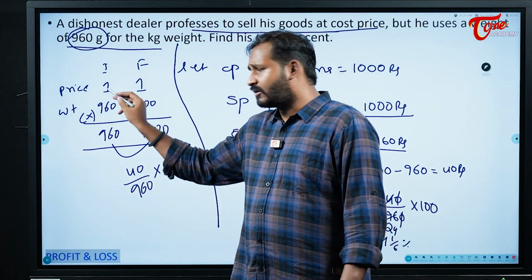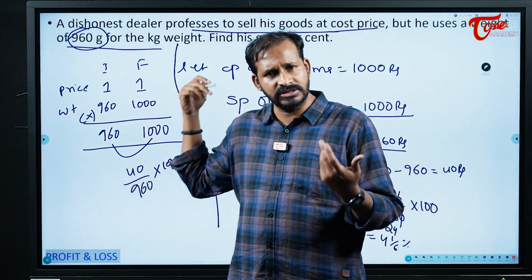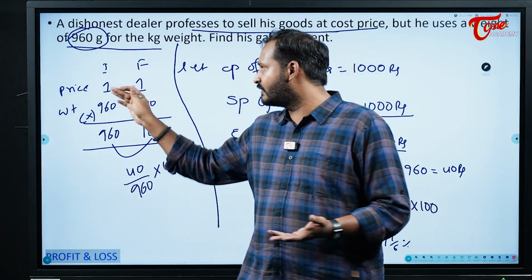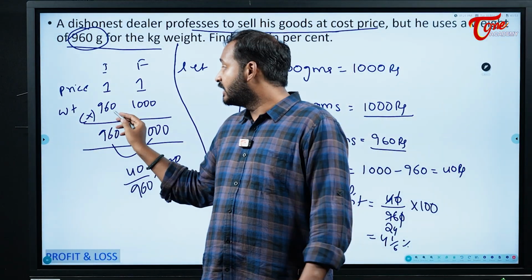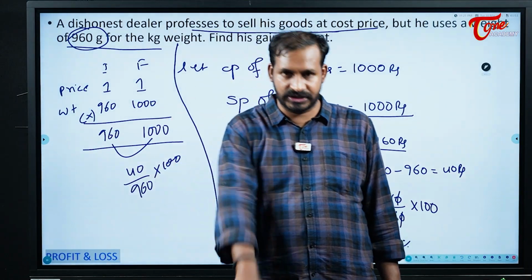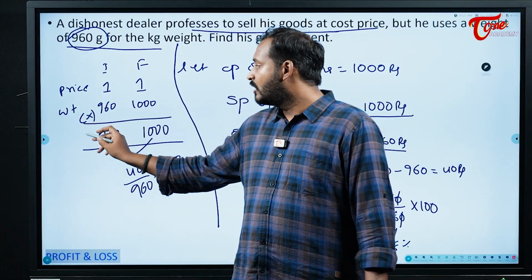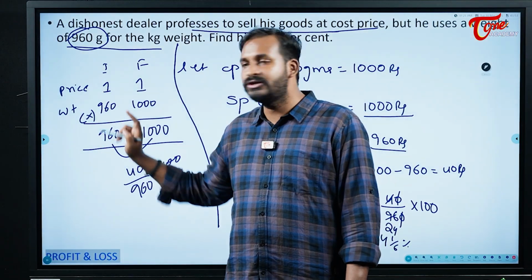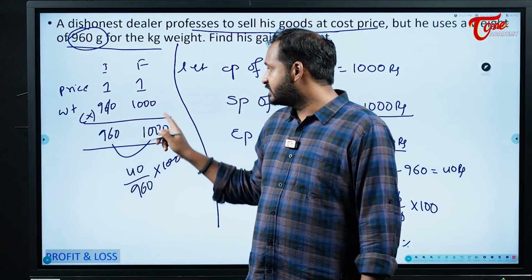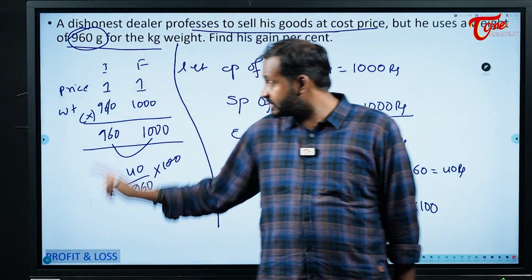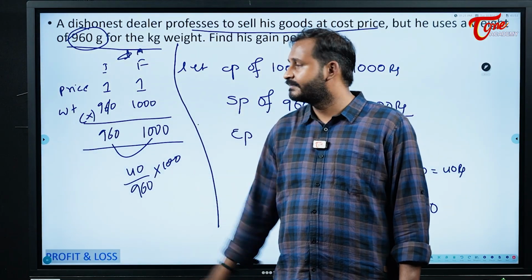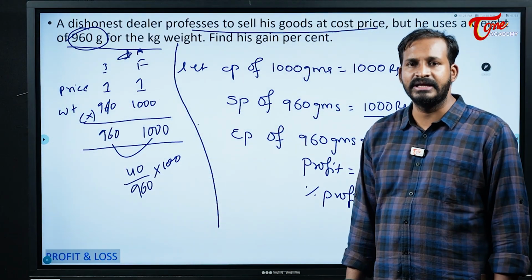That means cost price is 1 and selling price is also 1. Same price, right? Equal means what? 1 and 1. When it comes to weight, he is selling only 960, but the customer thinks it as 1000. So, what is the overall amount he needs to pay? Price into weight, right? So, 960 into 1 is 960, and 1 into 1000 is 1000. So, this is the shortcut method. My suggestion is please try to understand this one. You will get the answers very quickly and effectively.